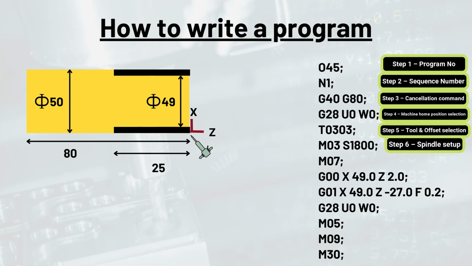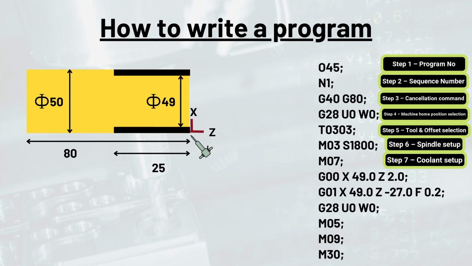As soon as the spindle setup is done, the machine has started operating and hence coolant is required. So in this step, we are going to do the setup for coolant. We will switch on the coolant using the command M07.